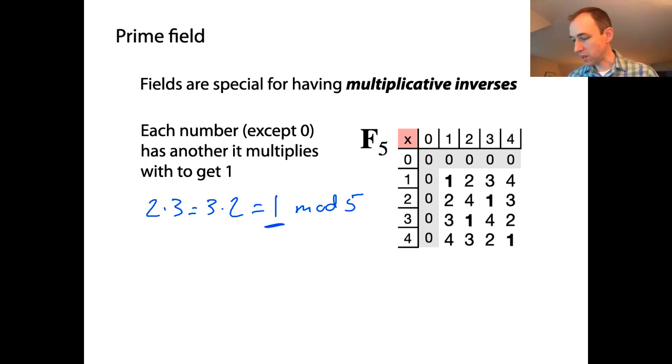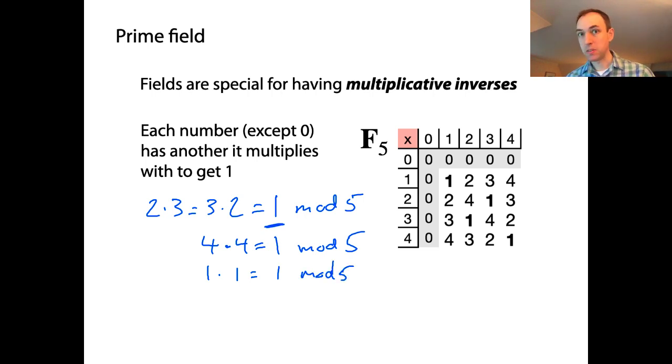What's the inverse of 4? Well, it's itself, actually, because 4 times 4 is 16, which is 1 modulo 5. Okay, 16 after integer division by 5 has a remainder of 1. And then how about 1? Well, its inverse is itself. That's obviously 1 mod 5. Okay, so every number besides 0 has a multiplicative inverse: another number, also in the set, 1 up to p minus 1, that it multiplies with to get 1.